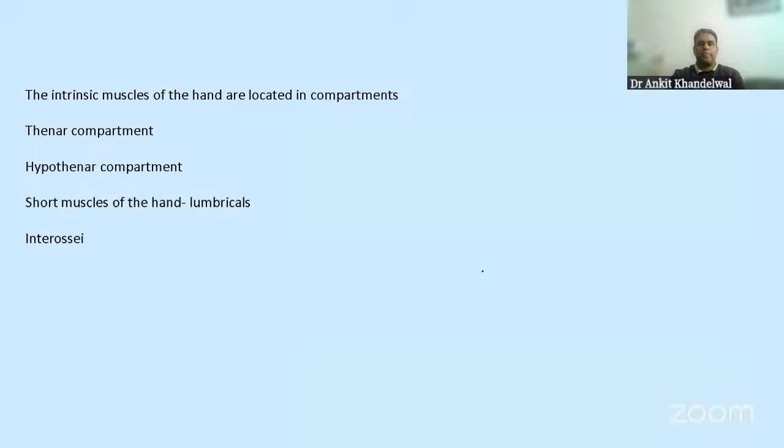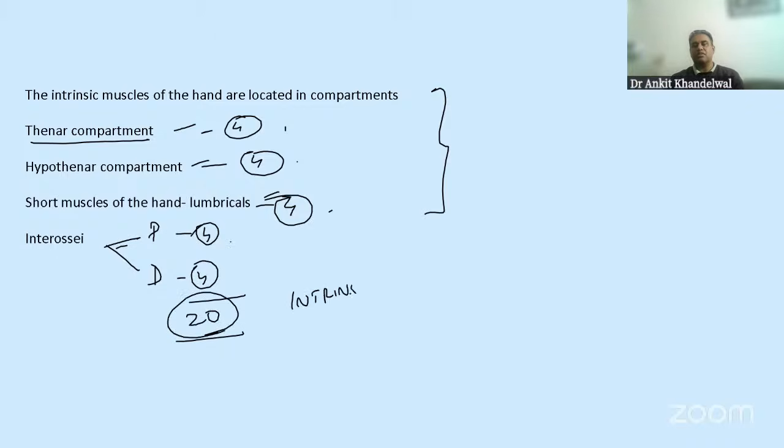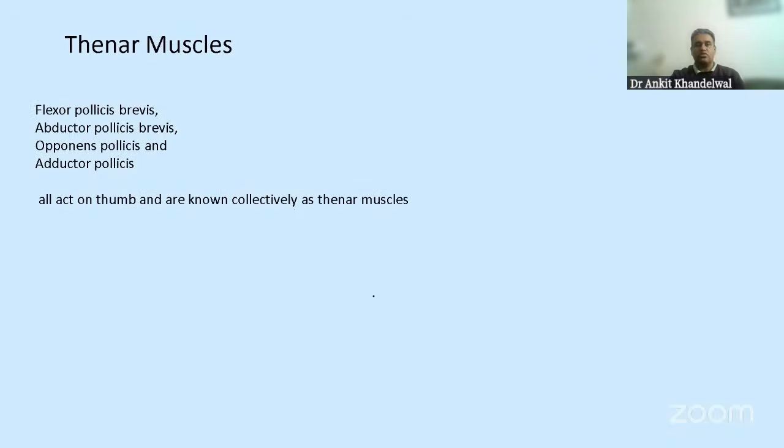Now the hand muscles. We have two compartments over here. Just remember, the thenar compartment will have around 4 muscles, hypothenar again 4 muscles, lumbricals 4 muscles, and interossei, palmar and dorsal, four muscles. How many muscles? 5 times 4 is 20. You have 20 intrinsic muscles of the hand. Let me show you quickly.